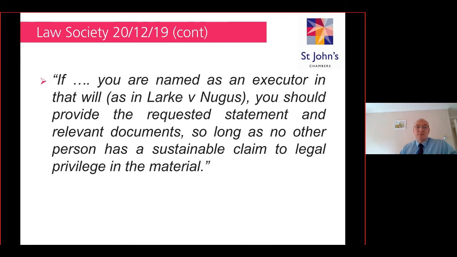So the guidance that you're left with is this from the Law Society. It says if you are named as an executor in the will, quite rightly pointing out, as in Larke and Nugus, you should provide the requested statement and relevant documents, so long as no other person has a sustainable claim to legal privilege in the material. So, of course, somebody else could have a claim to material. For instance, there could have been joint instructions, there could have been a mutual will, for instance. But assuming not, the guidance seems to be indicating that it's your privilege to waive and you ought to do so. That's certainly the reading I take from it.